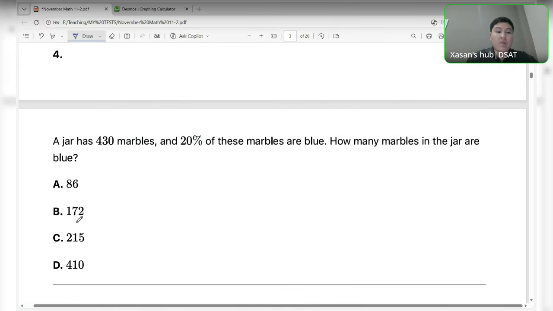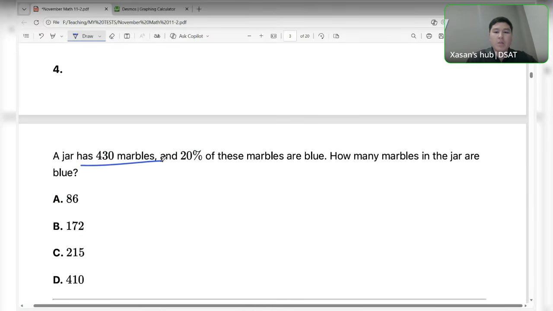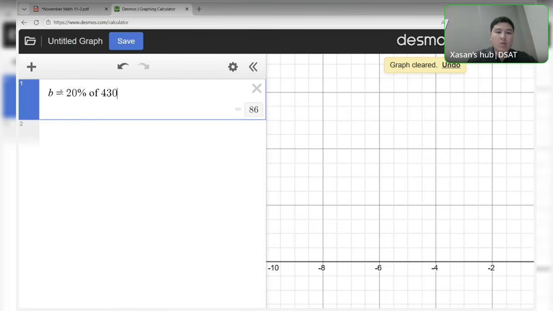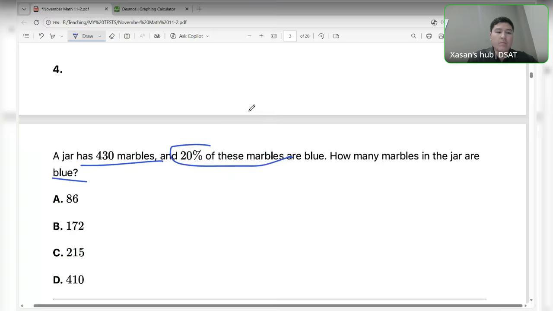And question 4. A jar has 430 marbles, and 20% of these marbles are blue. How many blue marbles are in the jar? Okay. So, guys, look, it is also just a Desmos rule: 20% of the marbles are blue, and we have to find blue. So I'm going to write it down, blue equals 20% of 430. And now it is 86. So the answer is A here.